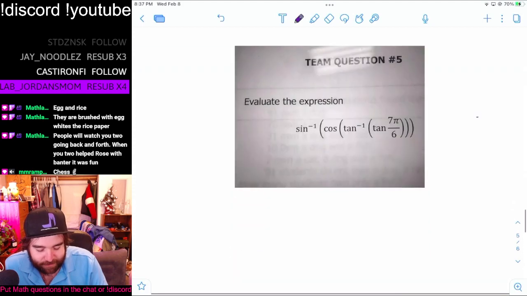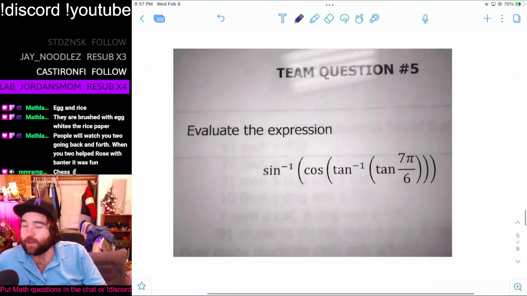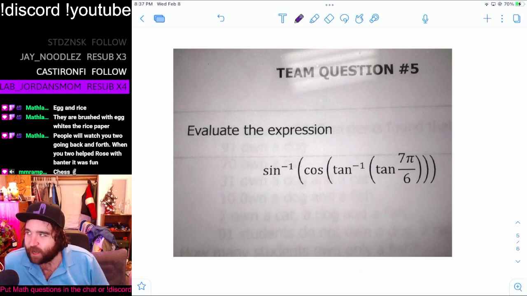All right, that was good. What's the next one? So this is actually the last one. Okay, good. And it's kind of interesting because, do the tangents just cancel out? Well, yeah, except that the tangent of 7 pi over 6 is what?